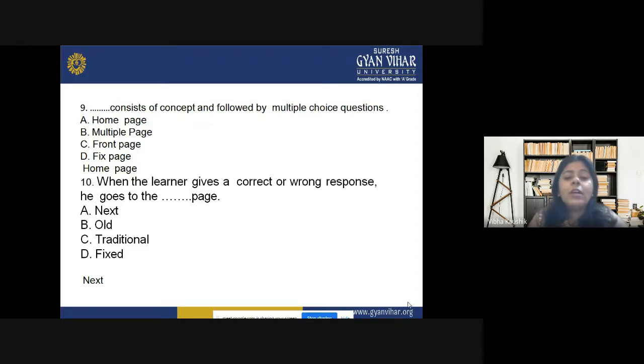So when the learner gives a right answer or the correct response, or the wrong response or the incorrect answer, he goes to the next page.